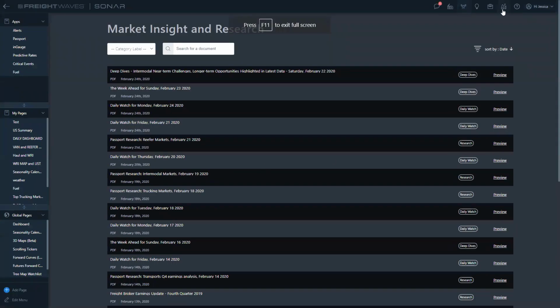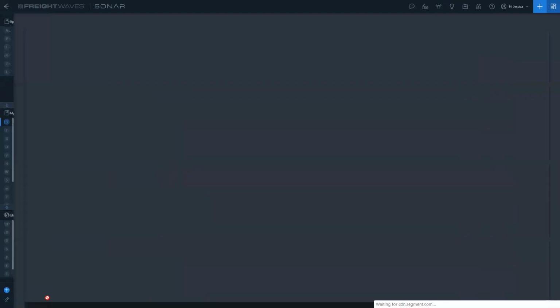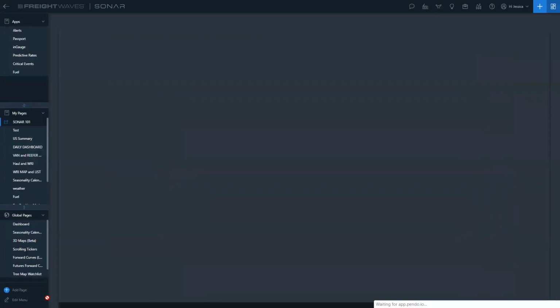Now that we've kind of covered everything in the top right-hand corner, the features of Sonar, let's dig into how to build a page and what are some good use cases for this. So to build a page, all you do is click the Add Page button, and you will name it whatever it is that you want to name. I'll just name it Sonar 101. Click Save.